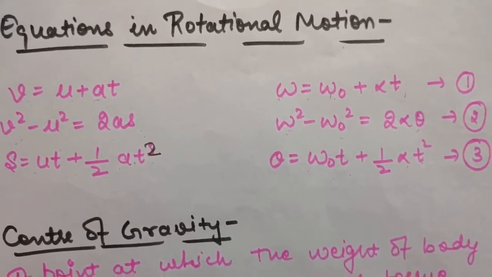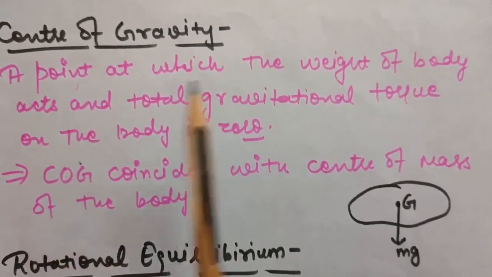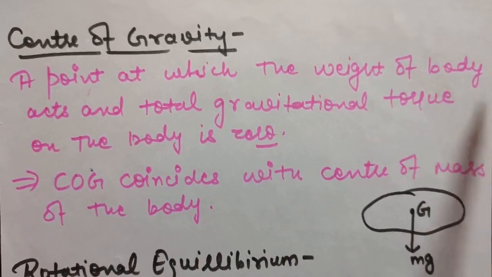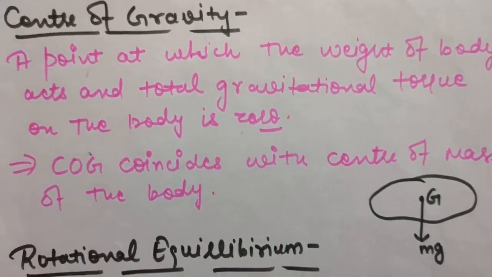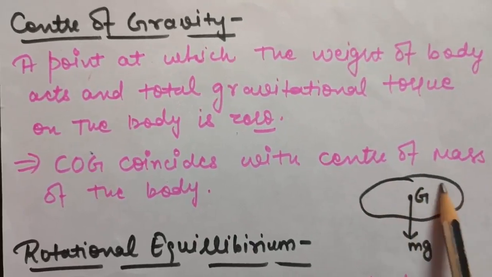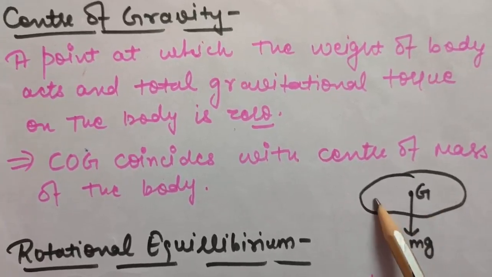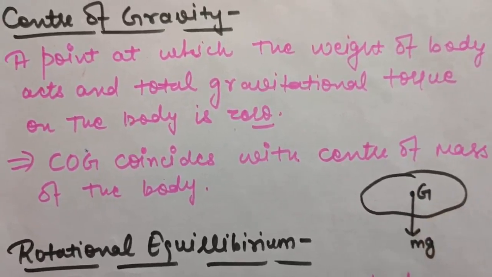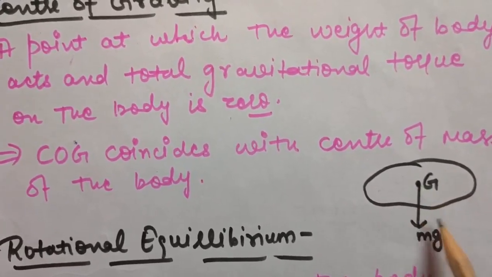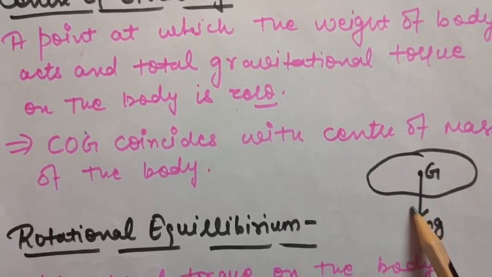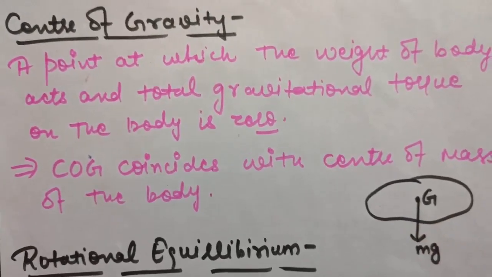Okay, so the next is center of gravity. Center of gravity is a point at which the weight of the body acts and the total gravitational torque on the body is 0. For example, if this is a body, it has many particles in it. That means suppose there are many particles, then they will have some mass also. So if you are collectively showing the weight of this body on this point, that is, if we are representing that the weight is acting at this point, then this point can be called the center of gravity.